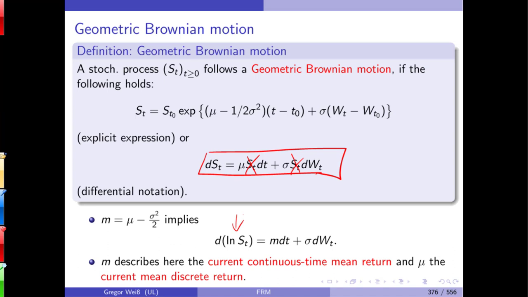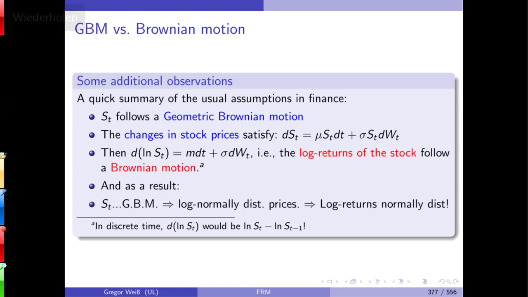And the two are equivalent. Assuming a geometric Brownian motion for the stock prices or a Brownian motion for the log returns is the same. And never have we assumed at any point a normal distribution. We've only assumed a geometric Brownian motion or a Brownian motion, so a specific stochastic process for the underlying price or for the log returns. And the normal distribution is a result of this assumption. So this is quite interesting compared to the usual way it is described in German textbooks.